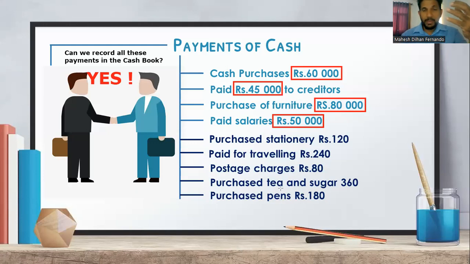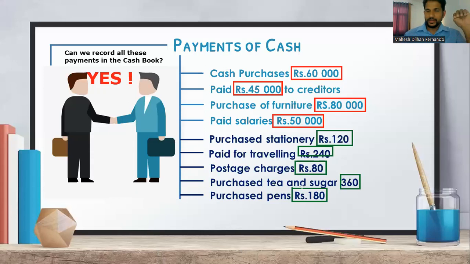Okay. From the material ones, these are right, high values. But look at these payments. Even these are payments, but look at the size of it. It is 120, 240, 80 rupees, 360 rupees, 180. Don't ever think that we can't record them in the cash book.